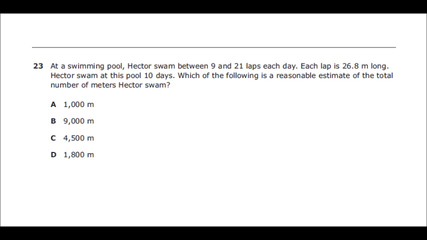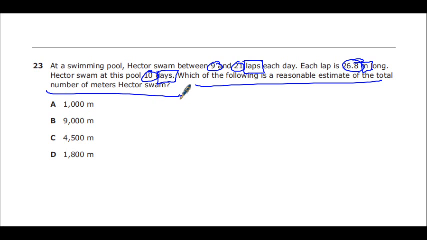At a swimming pool, Hector swam between 9 and 21 laps each day. Each lap is 26.8 meters long. Hector swam at the pool for 10 days. Which of the following is a reasonable estimate of the total number of meters Hector swam? So we're going to use our cube method. I'm going to circle my numbers, box my labels, talking about laps, days, and underline my question. Which of the following is a reasonable estimate of the total number of meters Hector swam?